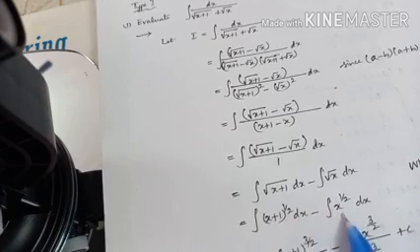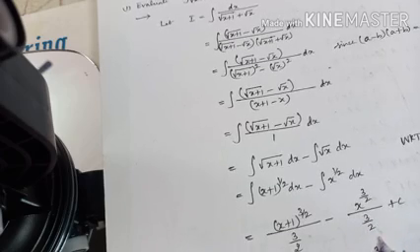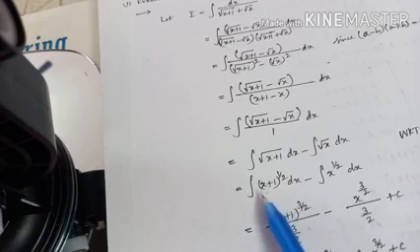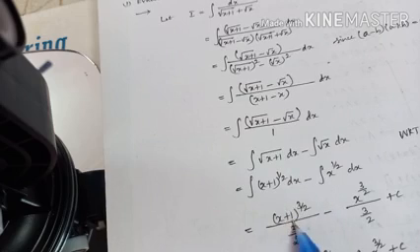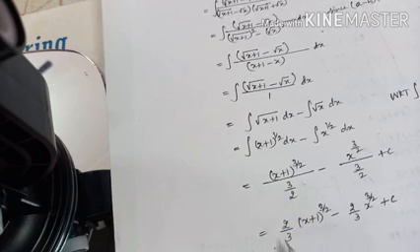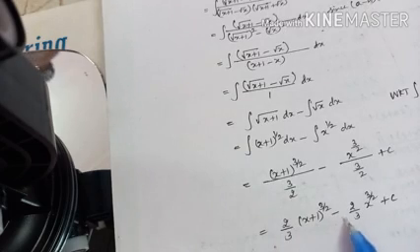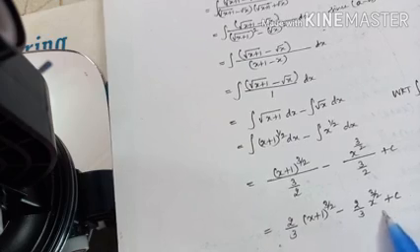And we know the formula integral x power n dx, which is x power n plus 1 by n plus 1. And we know the ax plus b whole power n dx formula, which is ax plus b whole power n plus 1 by n plus 1 into a. Hence this 3 by 2 can be taken to the numerator, which becomes 2 by 3 x plus 1 whole power 3 by 2 minus 2 by 3 x power 3 by 2 plus c. So which is the first type.